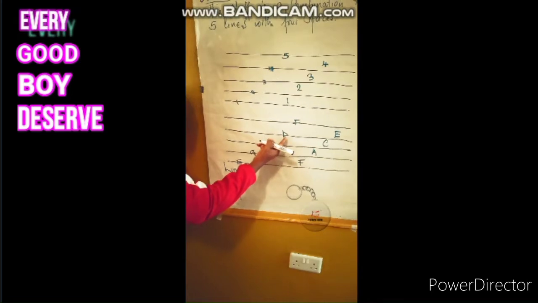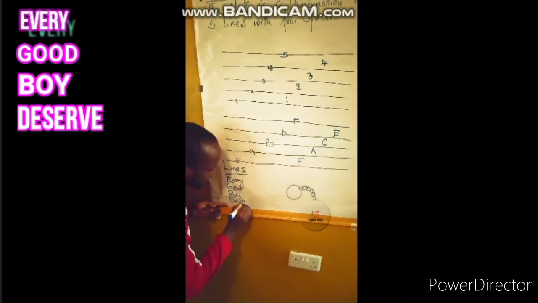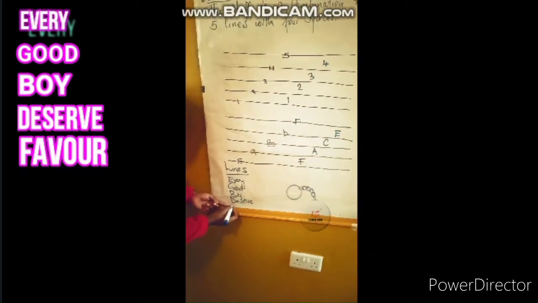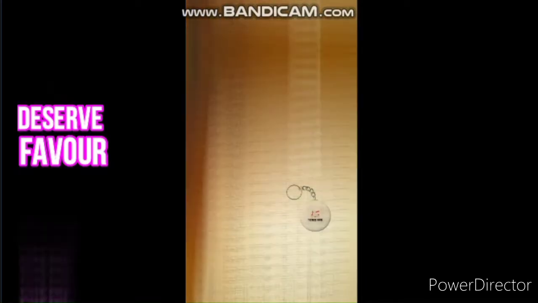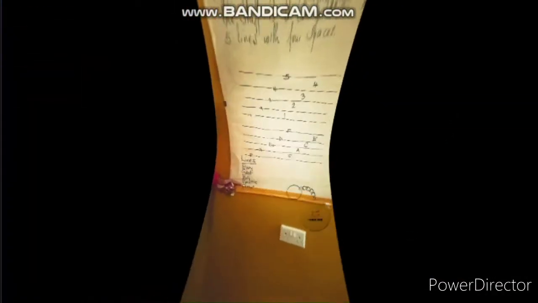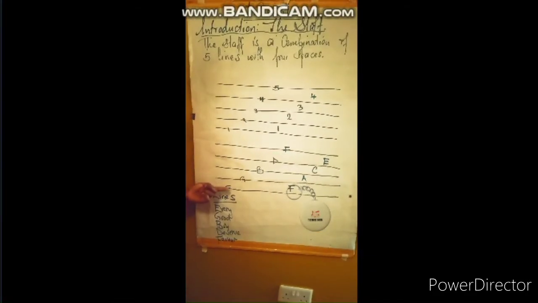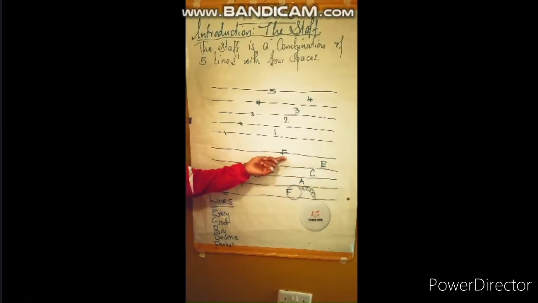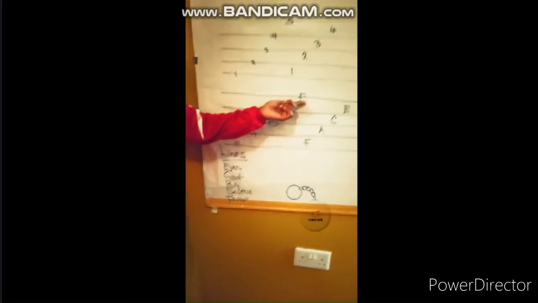The fourth line is D, deserves. The fifth line being F, we write favor. And so we memorize it as every good boy deserves a favor. How do we memorize the lines of a staff? We start from below. Every good boy deserves favor.